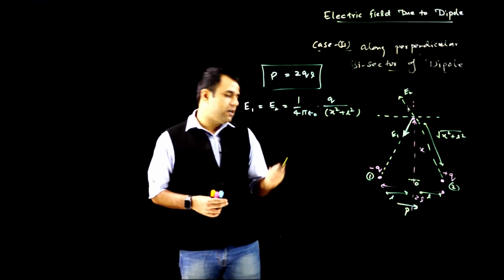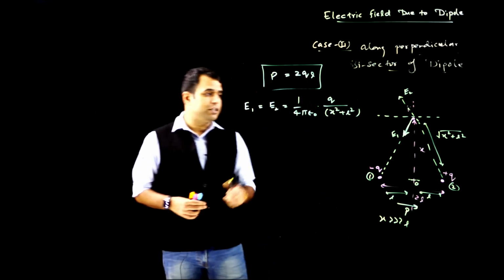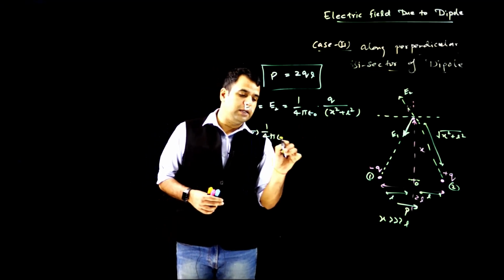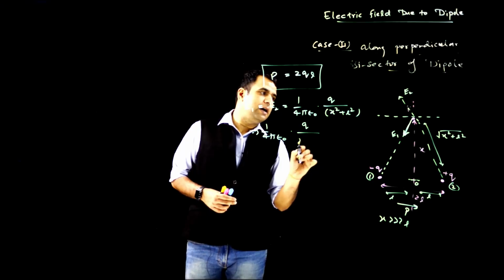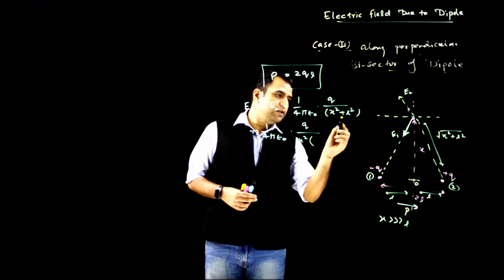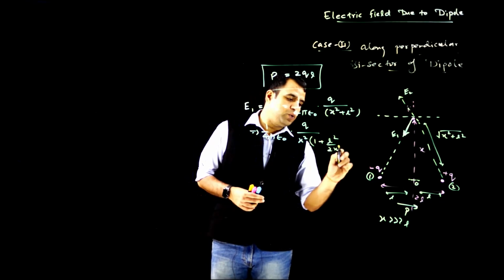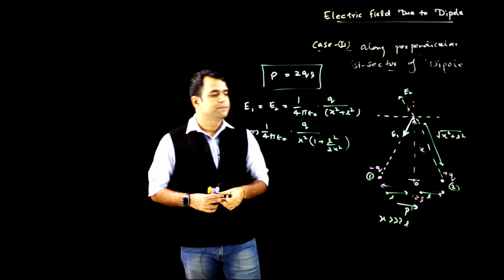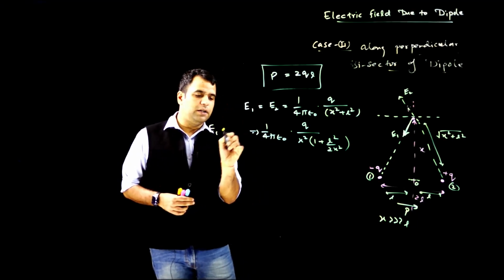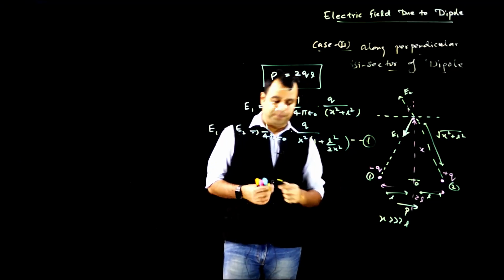Okay. Now, in this case, we always go by this relationship because x is very large compared to L. So let's take x common here. So 1 upon 4 pi epsilon naught Q upon x square, taking x common here, and there remains 1 plus L square upon x square. This is your E1 as well as E2. This is your equation 1.